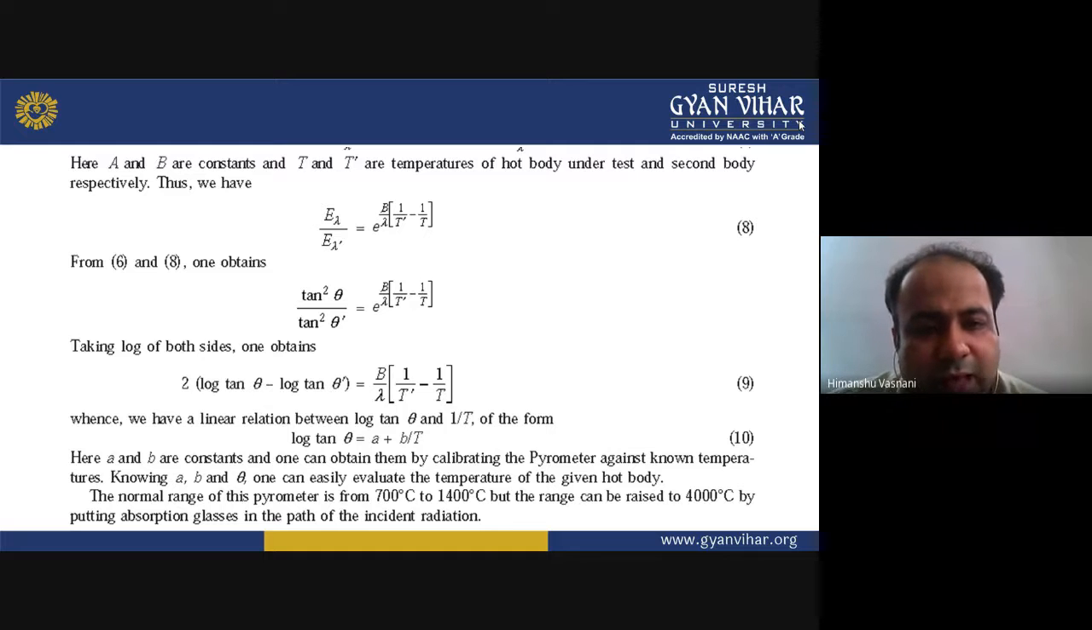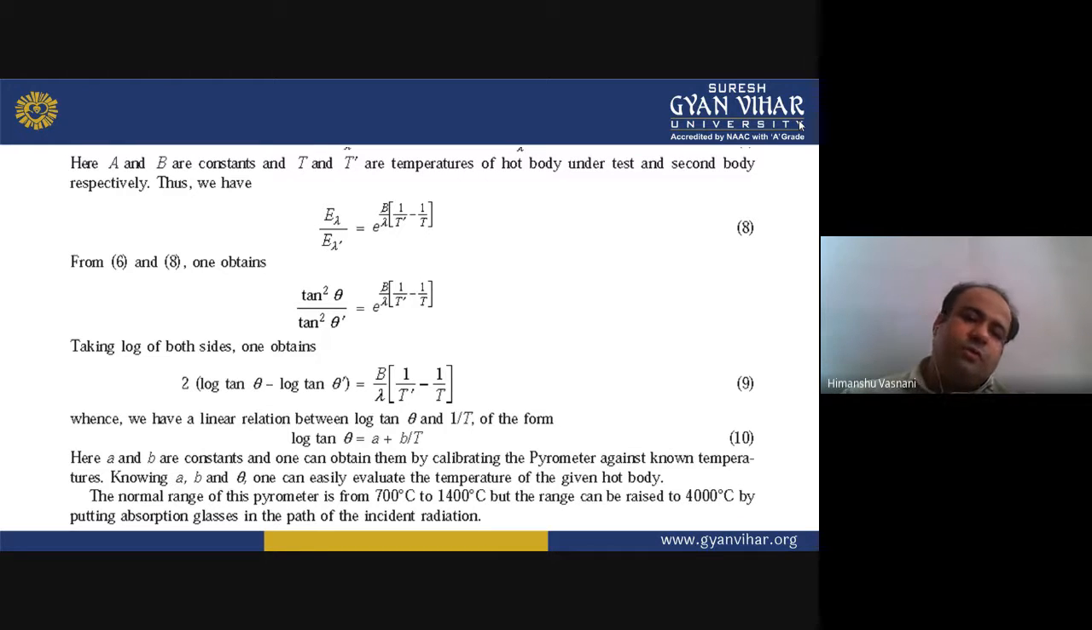So when we have a linear relation between log tan theta and 1 upon T, we get log of tan theta is equal to a plus b upon T. Now here small a and b are also constants, which you can obtain by calculating the parameter against a known temperature. So knowing small a, b and theta, one can easily evaluate the temperature of the given hot body.